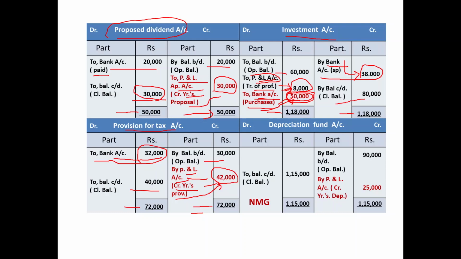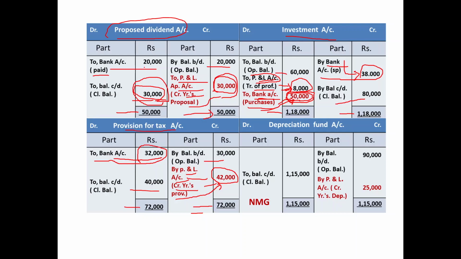Its payment will be made next year. As I said, the current year's proposed dividend will be paid in the next year. Last year's proposed dividend would have been paid in the current year. Current year's proposed dividend will be paid in the next year. So this year's proposal remains here as the closing balance. The payment will be made next year, once the company receives the consent of the shareholders in the AGM.